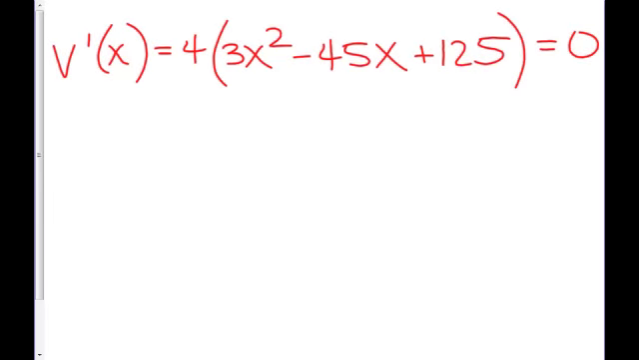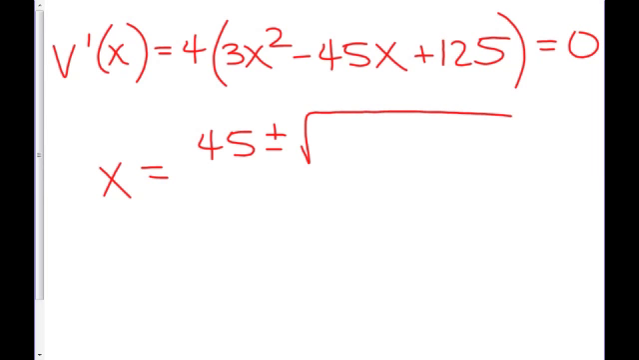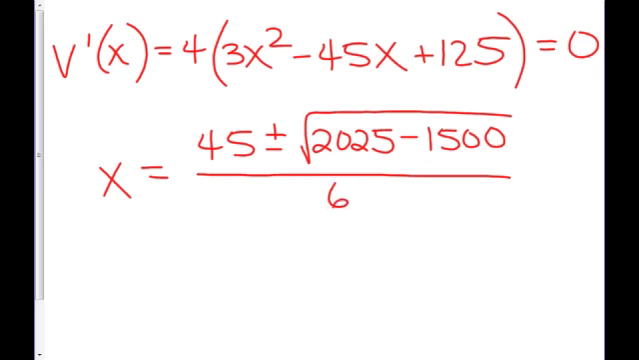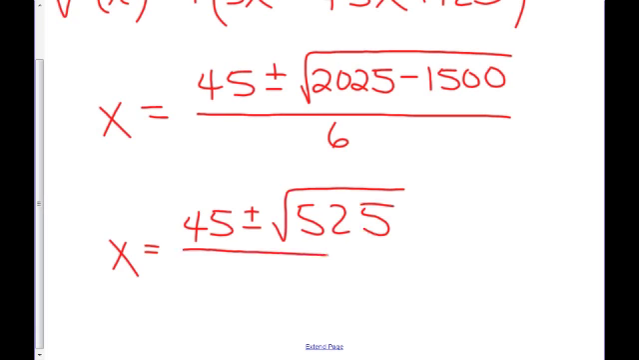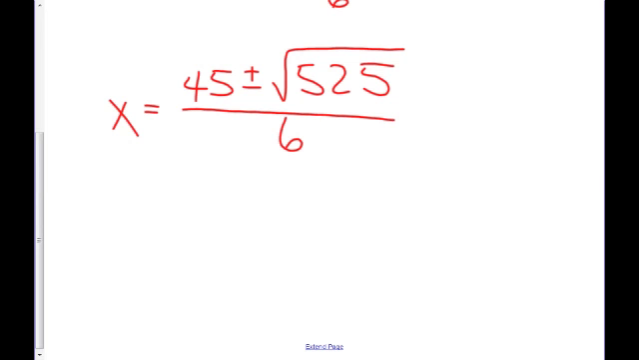Now this quadratic doesn't factor very well, so let's use the quadratic formula to solve it. Here we have negative b plus or minus the square root of negative 45 quantity squared, which is 2025, minus 4 times 3 times 125. That gives us 1,500, and that's all over 2a, 2 times 3, is 6. This is nasty, granted, and usually these problems tend to be rather nasty. These usually come on the calculator section of the AP, and if they are not on the calculator section of the AP, then they're pretty simple to do.